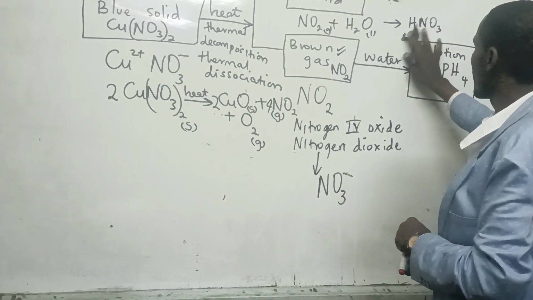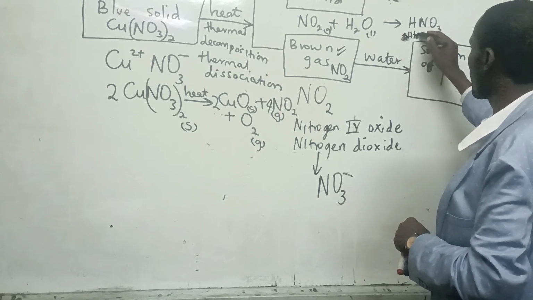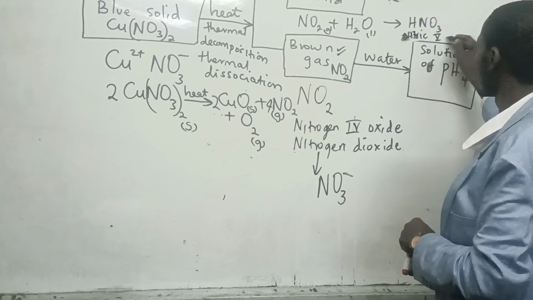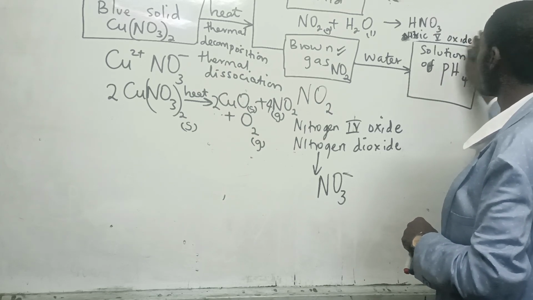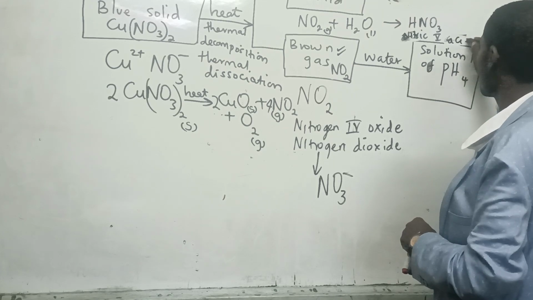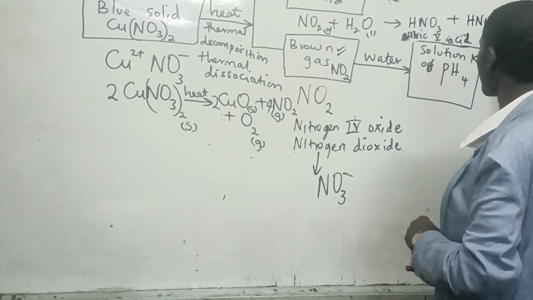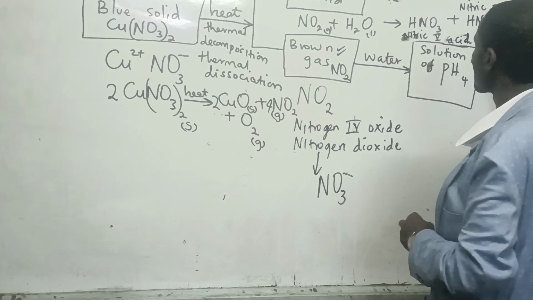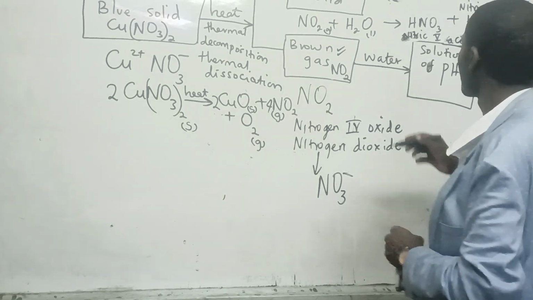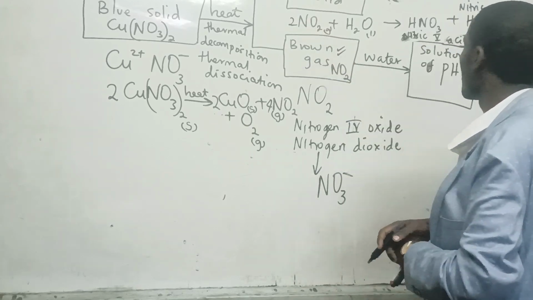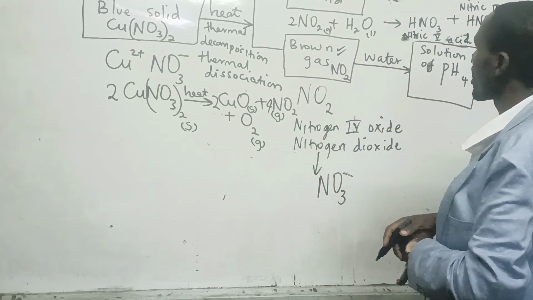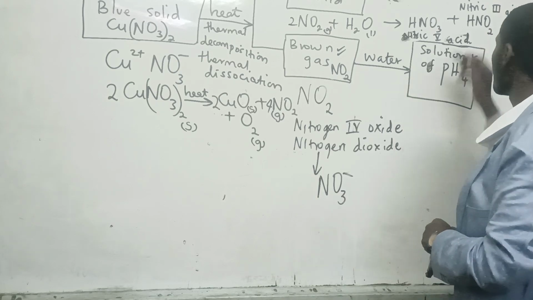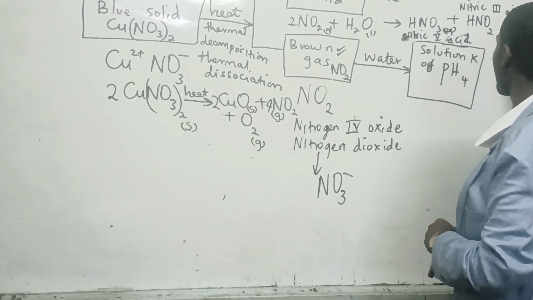So whenever nitrogen 4 oxide is dissolved in water, it gives first nitric 5 acid and then also forms nitric 3 acid. So again, nitric 3 acid. So nitric 5 acid and nitric 3 acid. So I can just put here 2 and have the equation balanced. So this aqueous, this also aqueous.